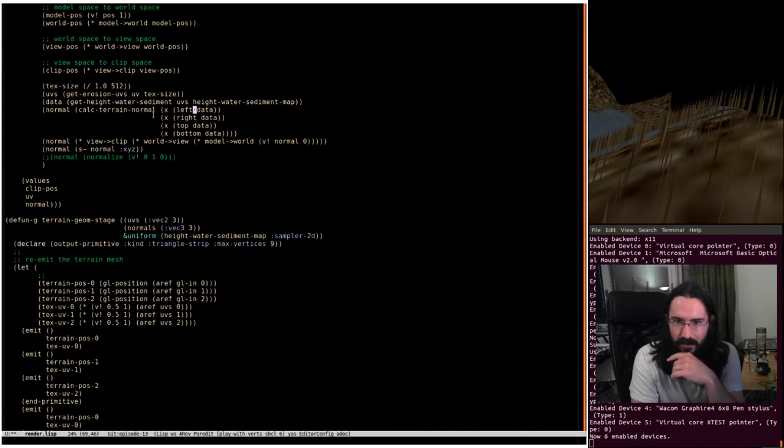Oh yeah, that gray stuff in the background is just the water. And that'll get textured properly at some point.